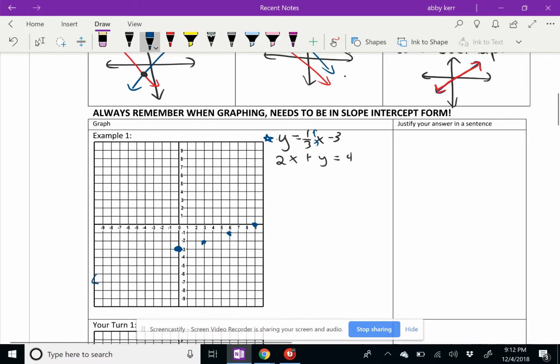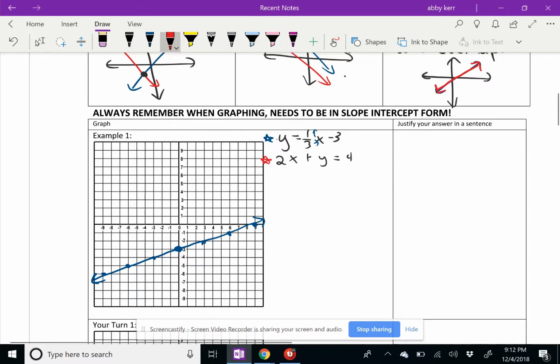Now when you run out of room, you do the opposite. Go down and then to the left. Down and to the left until you run out of room. And then make sure, especially for this unit, you draw as straight of a line as possible because you don't know where the intersection point is going to be if there is one.